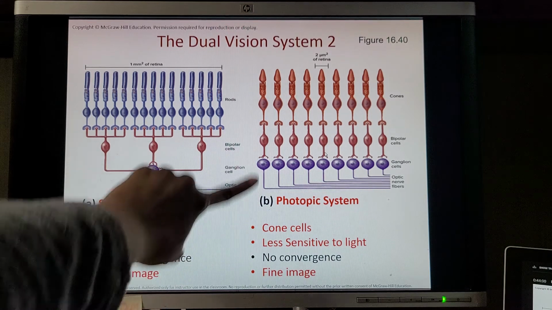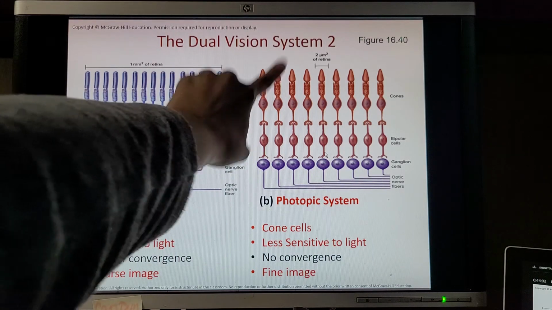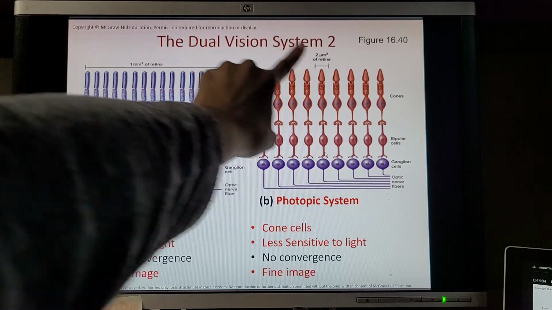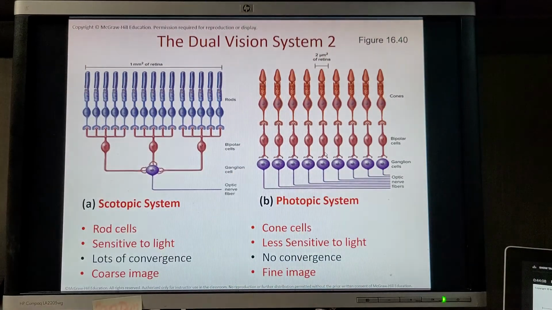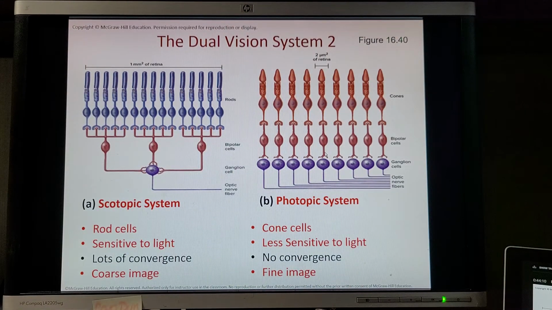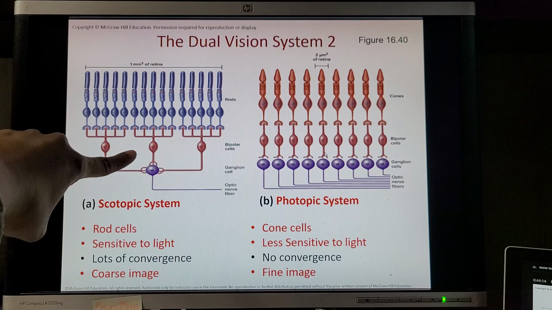For our photopic system, we're using our cone cells. These are less sensitive to light because you have a little bit of light here, a little bit here, a little bit here. All these little tiny pieces of light are individually being sent to the brain. So you don't get the collective power of light as you would with our scotopic system.